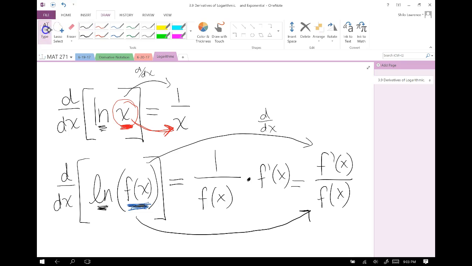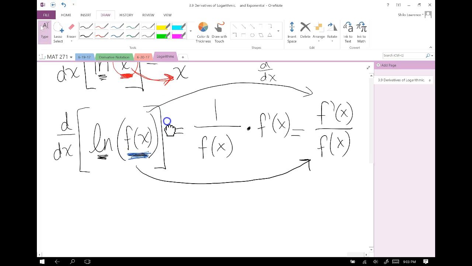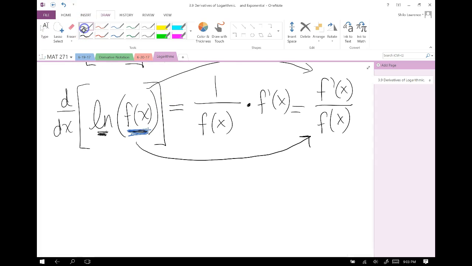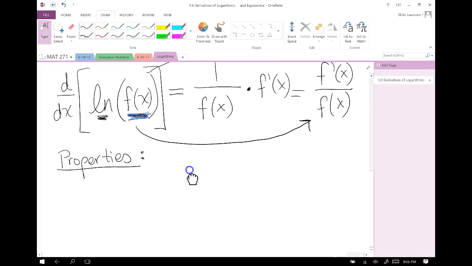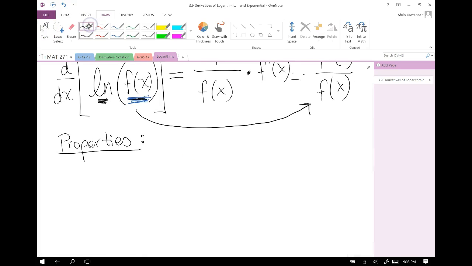Now, some of these problems can get pretty tricky, so it's also helpful to remember some properties of logs, because if you can simplify that log ahead of time, it can make the derivative a lot easier. So these are not calculus properties, these are algebra properties of logs, so you may remember them once you see them.